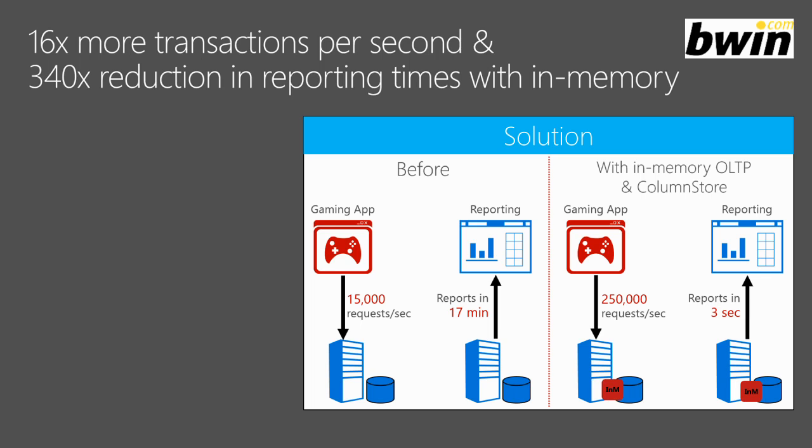And they had bottlenecked on their session state cache. That was limiting the amount of business they could do as a corporation. They went from 15,000 batch requests per second up to 250,000 by changing to a non-durable in-memory table for their session state cache. That's the business results you can get from this technology.